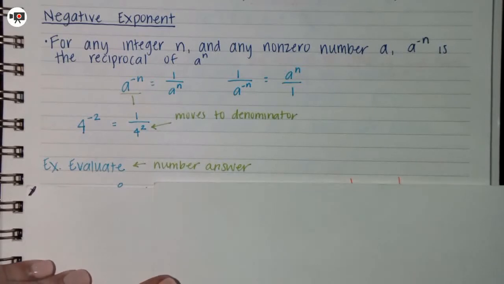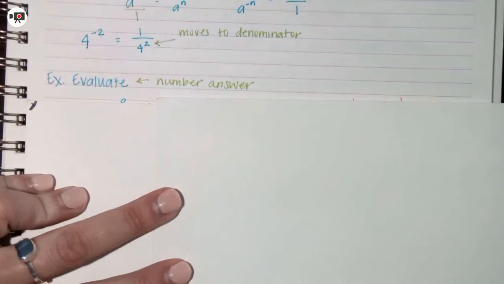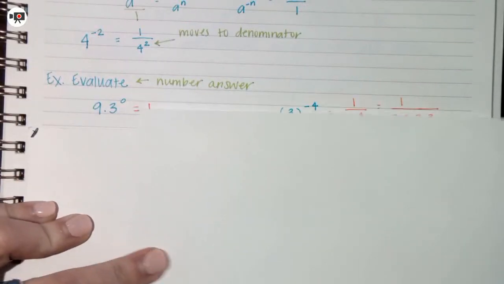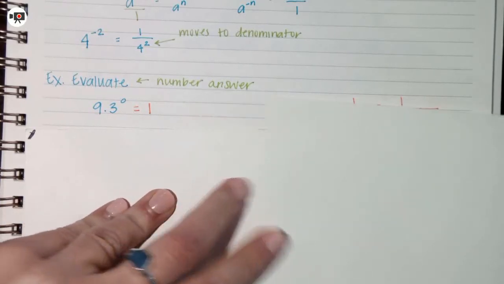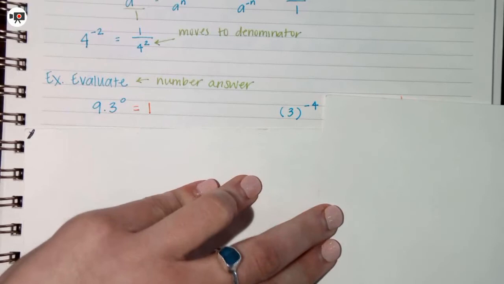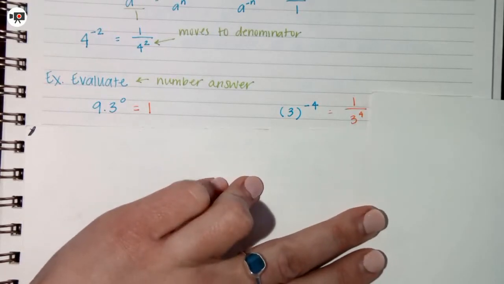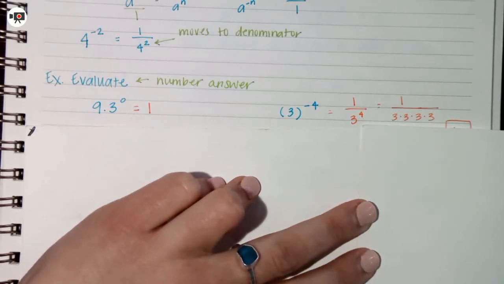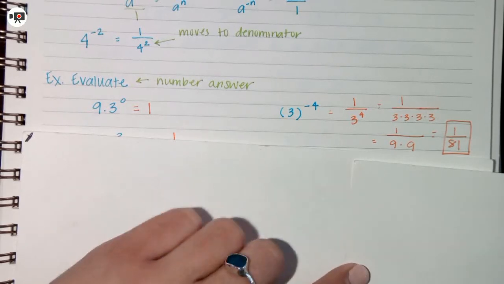So we're going to evaluate. That means get a number answer, so go all the way until you get a number. 3 to the 0 power, that's 1. Anything to the 0 power is 1. 3 to the negative 4th power is 1 over 3 to the 4th. That's 1 over 3 times 3 times 3 times 3, which is 1 over 9 times 9, which is 1 over 81.